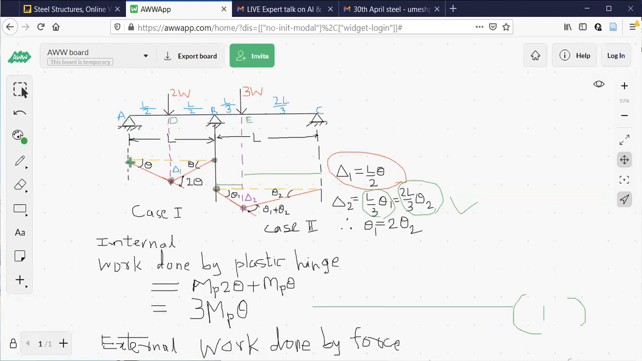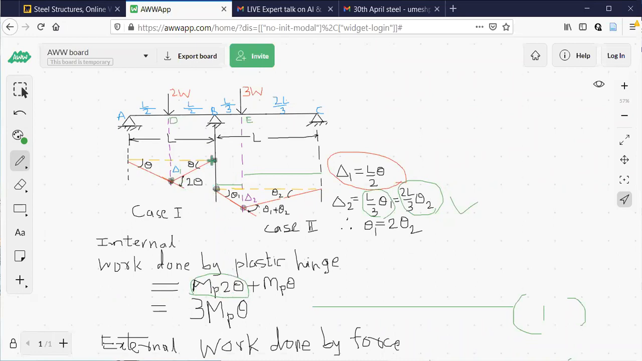At a hinge, as you know, in analysis of indeterminate structures, moment will be 0. If a moment is 0, there is no question of formation of any plastic hinge there. So this one, MP into 2 theta is related to this plastic hinge. Carefully observe this. Rotation is 2 theta. So MP 2 theta.